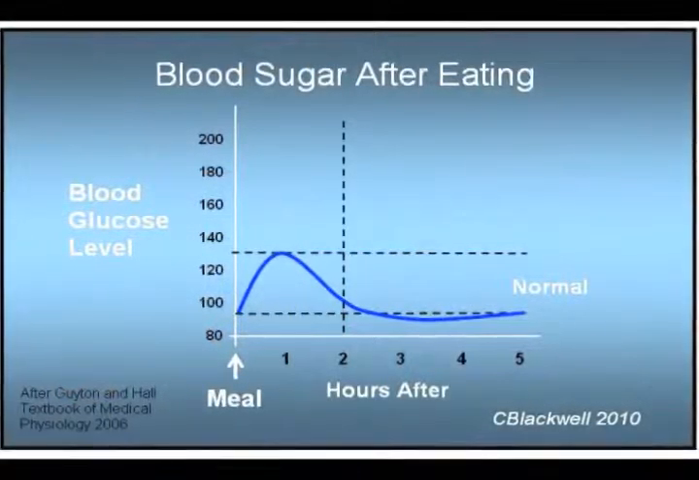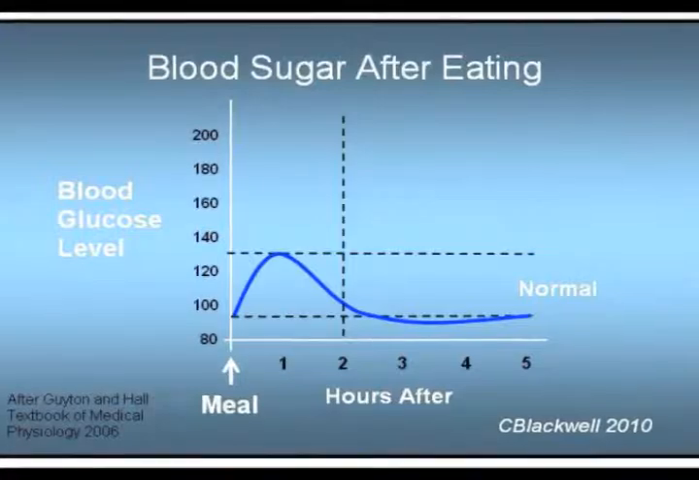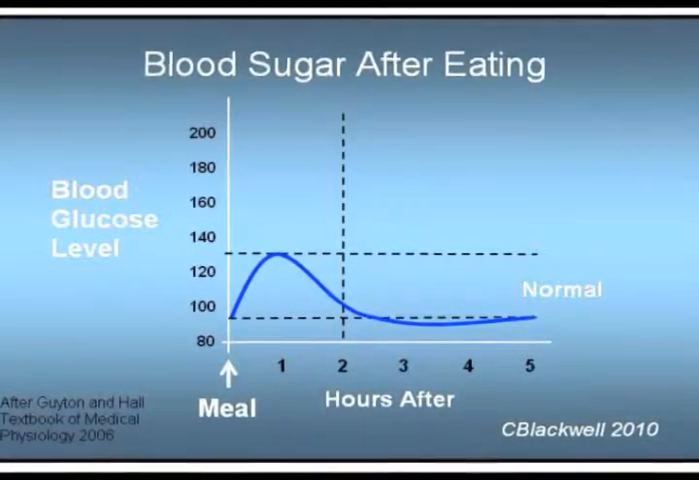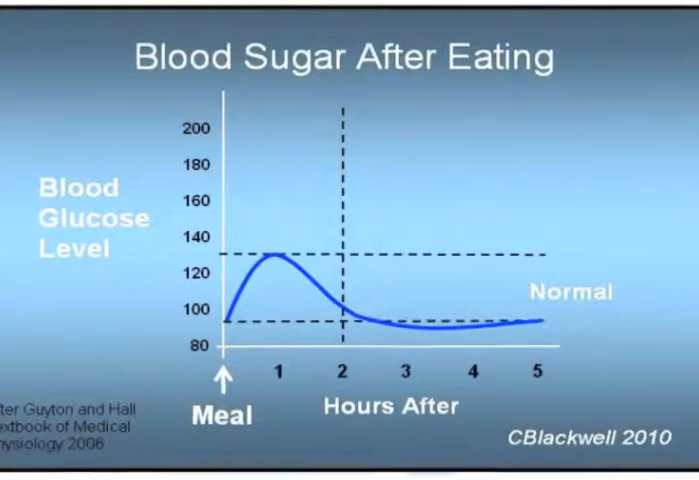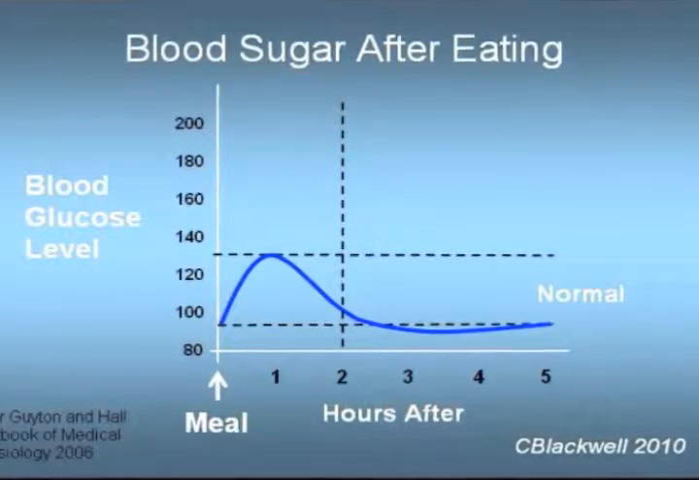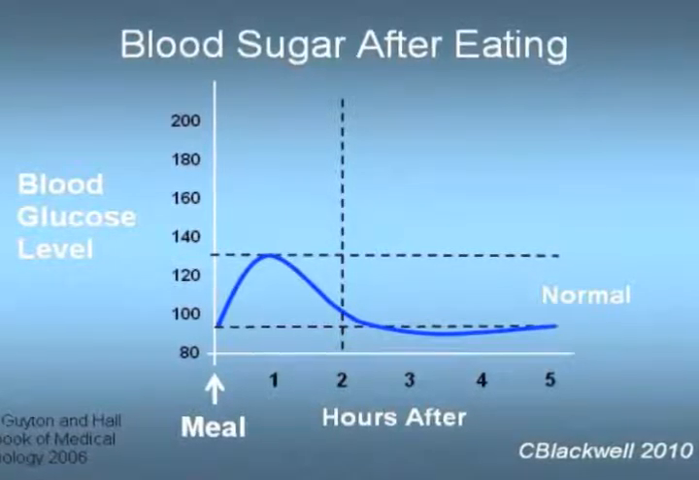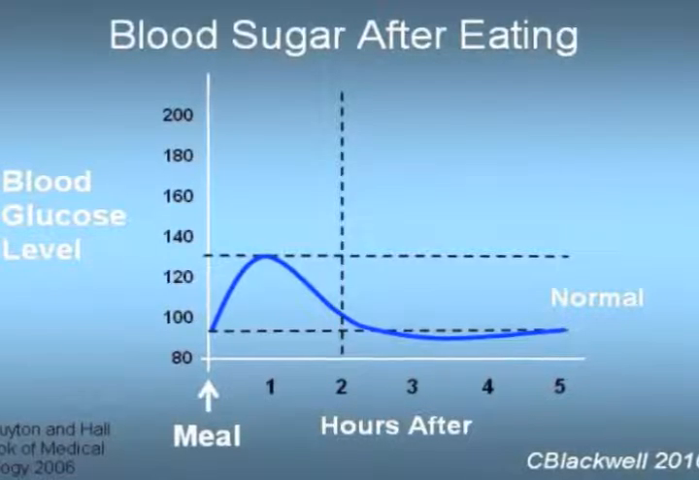To review how your body handles glucose, this slide shows how blood sugar behaves in a normal person after eating. We'll call the start of the graph fasting, like in the morning before breakfast or between meals. A normal fasting blood sugar is around 90. After a meal, the blood sugar peaks at about an hour, and by 2 hours is back down near normal.